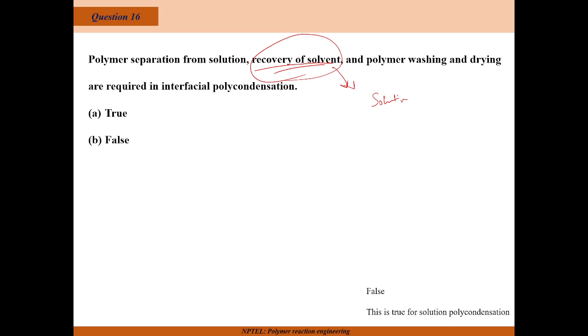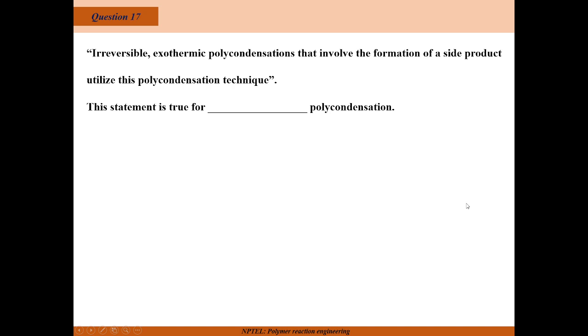Okay, sir. I think we can move on to our next question. The irreversible exothermic polycondensations that involve the formation of a side product utilize this polycondensation technique. So this is true for which kind of polycondensation technique? We have different kinds of polycondensation. Which one is best suited for this? Is it emulsion? Yes, it is emulsion. So this is the basic idea for the emulsion polycondensation technique.